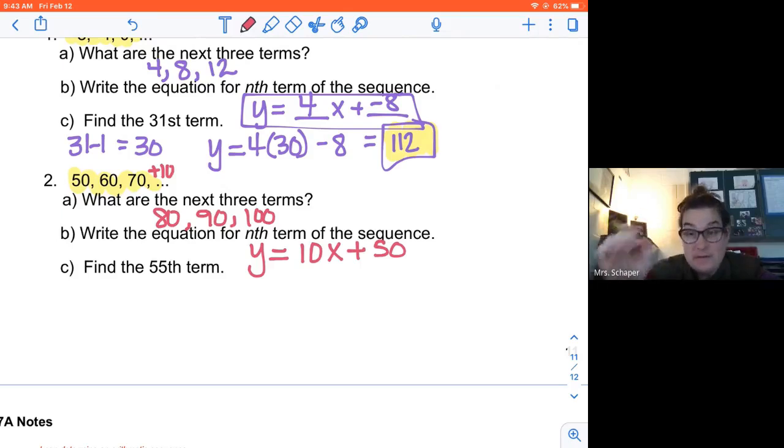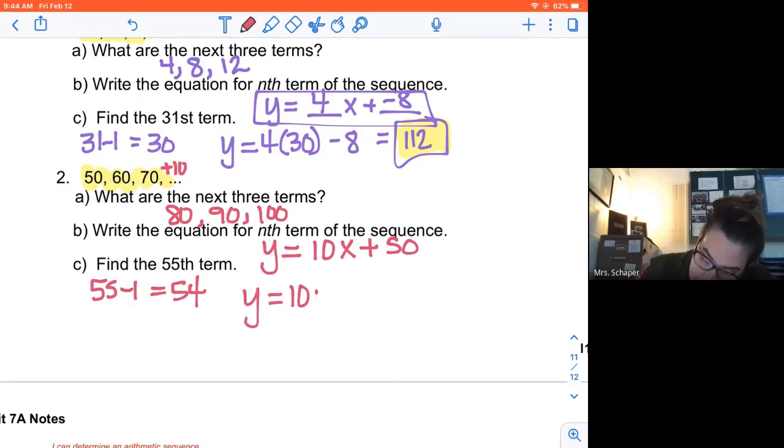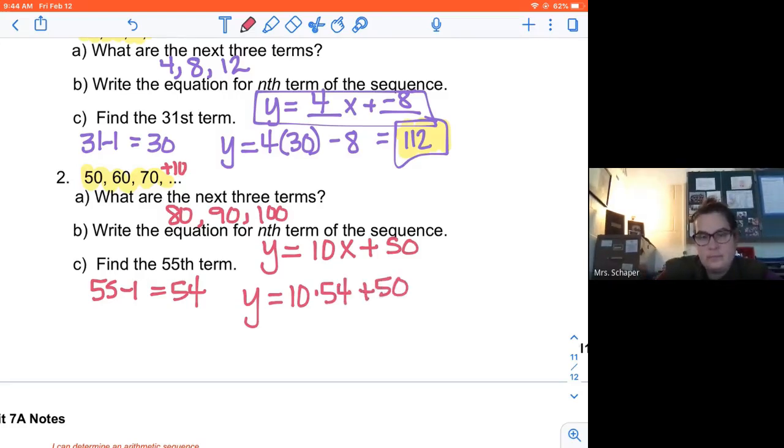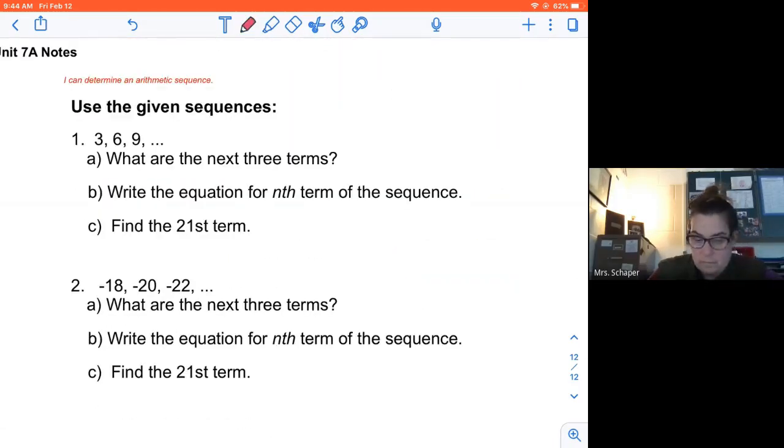I have to find the 55th term. So I'm going to take 55 minus 1, that's 54. That's what goes in for x. So y equals 10 times 54 plus 50. So 540 plus 50 is 590. Okay, a couple more, and then we'll give you some time to work.